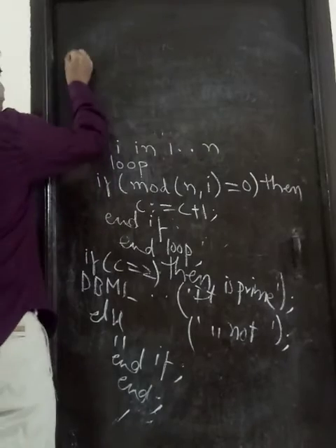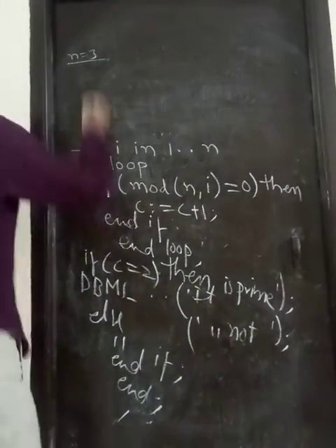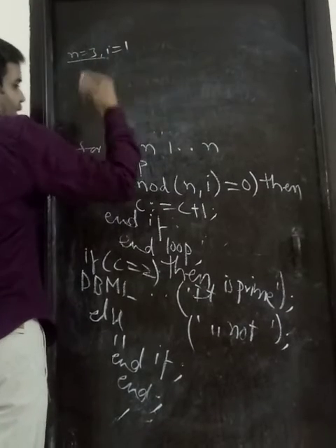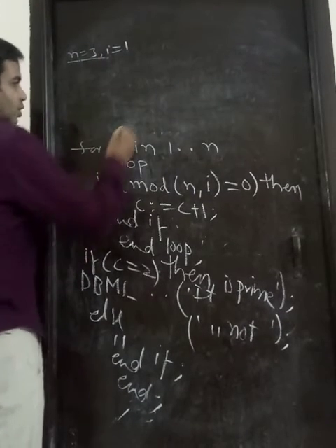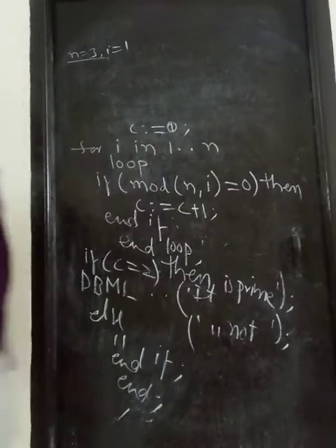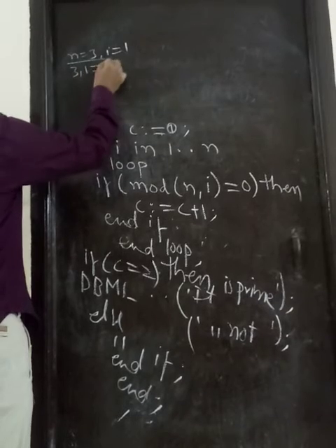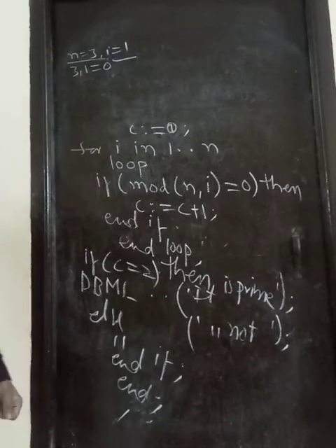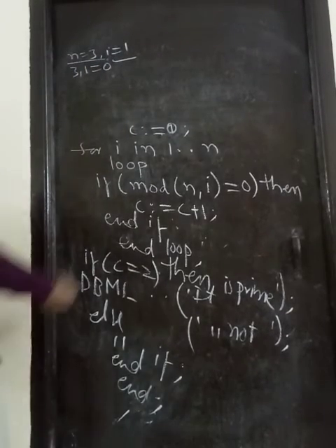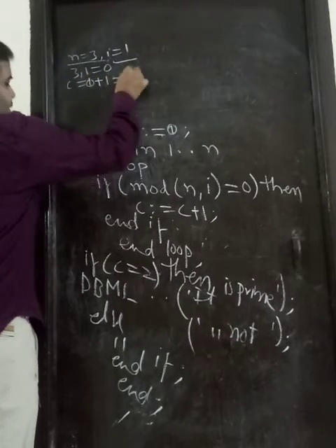So I am taking n value is equal to 3. First i is equal to 1, and c we should also initialize, c is equal to 0. So first, n mod i, 3 mod 1, remainder 0. Yes, condition is true, then c will be incremented: 0 plus 1 is equal to 1.